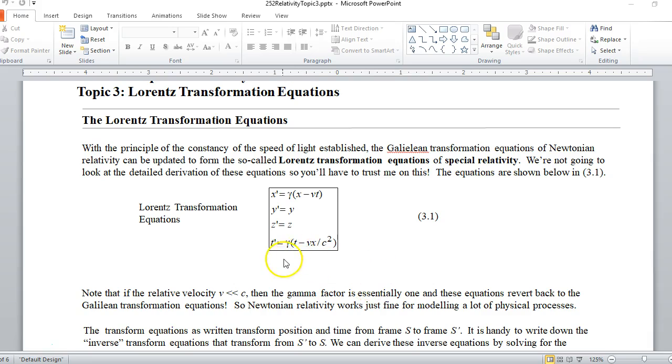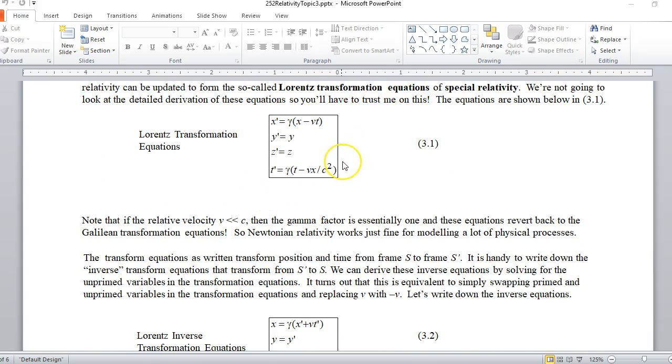The weird thing is, again, that time is not measured to be the same in the two frames, S and S prime. And in fact, the transformation for time is dependent on X or X prime in the inverse transformation equations. In fact, speaking of those, it's handy sometimes when you go to do a relativity problem that you may need to transform the other way. In other words, you may have to go from S prime into frame S variables.